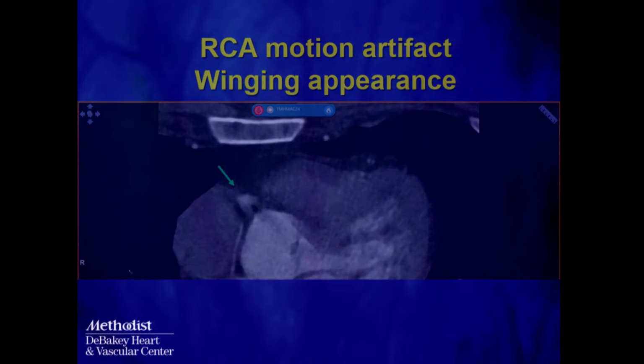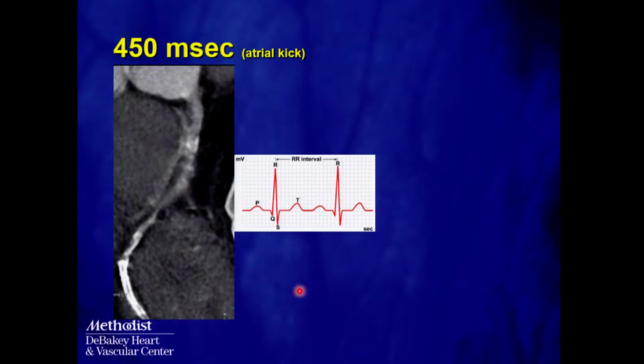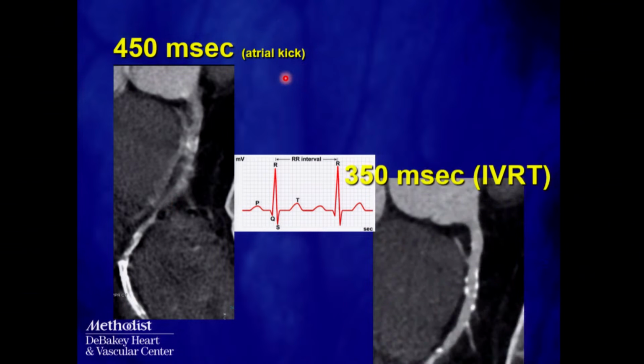And again, the reason we see this is because we acquired images during a phase in the cardiac cycle where the coronaries were moving. So this is during the 450 milliseconds. Imagine you have a 1,000 millisecond RR interval for someone who has a heart rate of 60; 450 milliseconds and above might fall close to the P wave if the patient's heart rate is fast. And this reconstruction of the right coronary artery is not interpretable because of the motion that we see here around the time of the atrial kick.